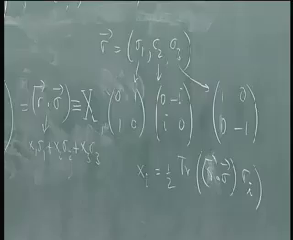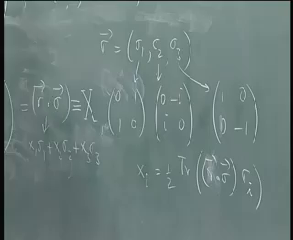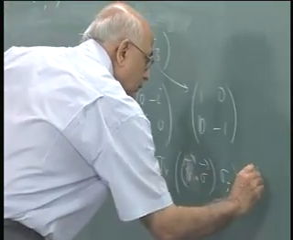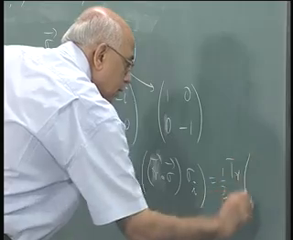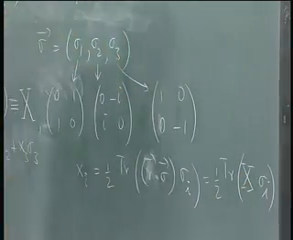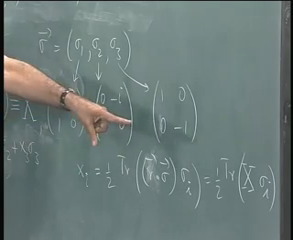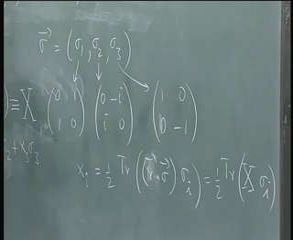Pardon me? R dot sigma times sigma i. That's right. So r dot sigma is a matrix. It's this fellow. So xi equals half the trace of X sigma i, because I have an i here and an i there. So if I want x2, I have to put sigma 2 there, and so on.